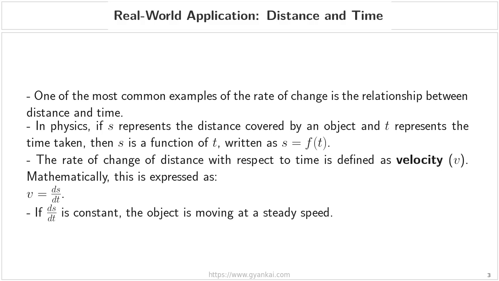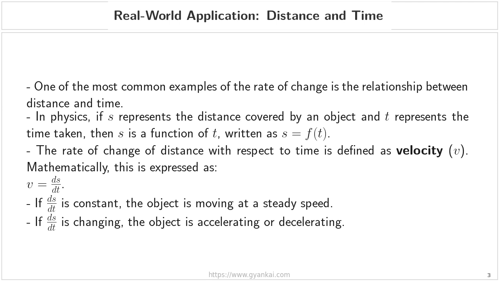To understand what this means in a physical sense, if the derivative ds by dt is constant, it implies that the object is moving at a steady speed. On the other hand, if ds by dt is changing, it tells us that the object is either accelerating or decelerating. Now that we understand the relationship between distance, time, and velocity, let us proceed to the next slide, where we will apply these principles to a worked example.